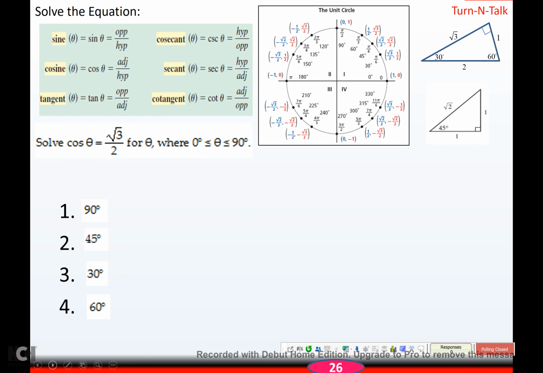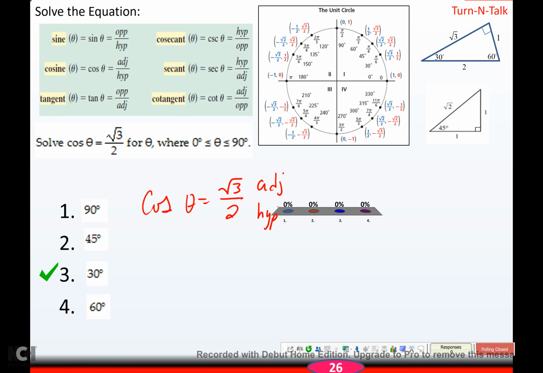Okay, try this one. Hit pause. Come back when you're ready. And hopefully you got 30 degrees. So they gave me cosine of theta equals the square root of 3 over 2. Cosine is adjacent over hypotenuse. So I need the square root of 3 to be adjacent, whatever it's adjacent to. Well, square root of 3 is adjacent to the 90, which we can never use, and it's adjacent to the 30. And hypotenuse is 2. So this is adjacent, and this is hypotenuse to this angle. So theta would be 30 degrees.